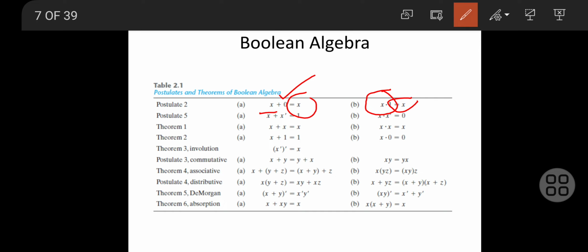The next one is, if you add a variable to its complement, that will equal 1. Suppose you add x equal to 0 plus its complement 1, that will be equal to 1. If you add 1 plus its complement 0, that will be equal to 1. So in both cases the output will be 1.